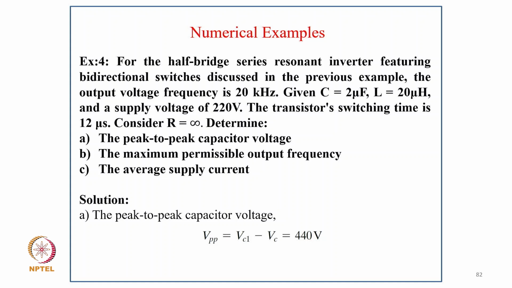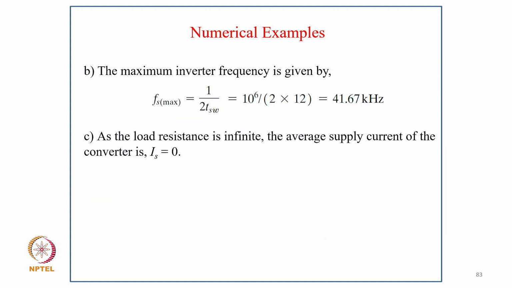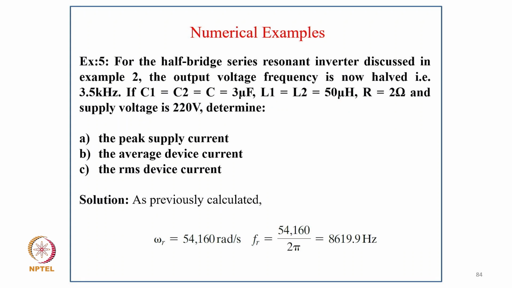Consider R equal to infinity. Determine the peak to peak capacitor voltage, the maximum permissible output frequency, and the average supply current. So the solution: the peak to peak capacitor voltage is VPP equal to VC1 minus VC, that is 440 volt, and the maximum inverter frequency is given by F max equal to 1 upon 2 TSW, and putting values it comes 41.67 kilohertz. As the load resistance is infinite, the average supply current of the converter is equal to 0.